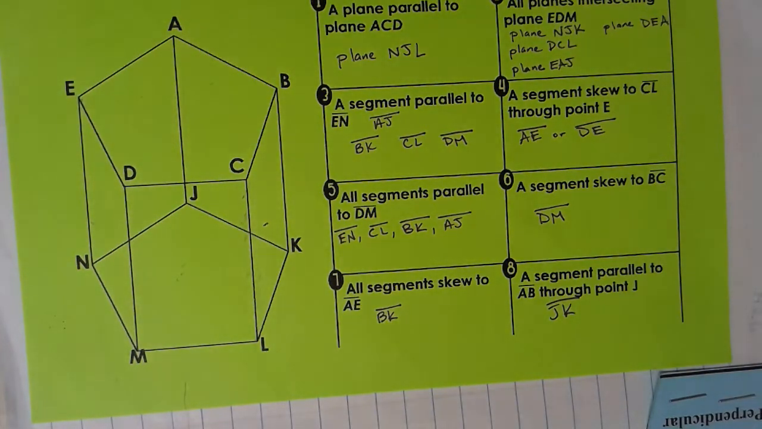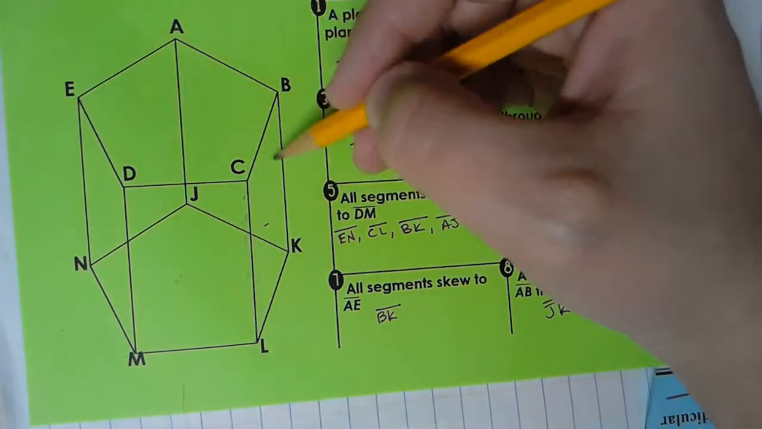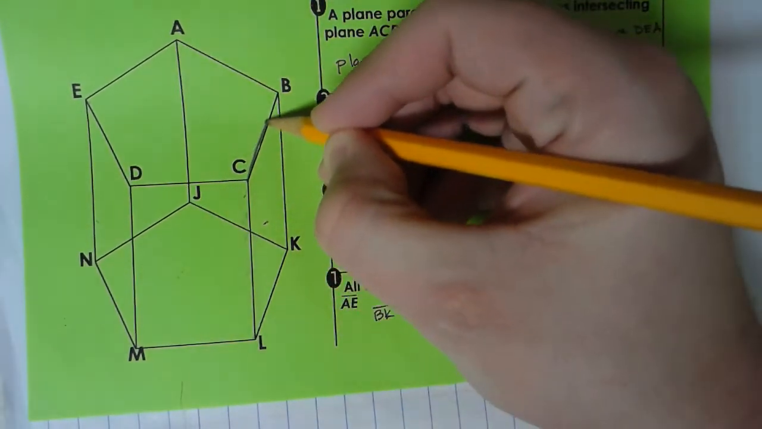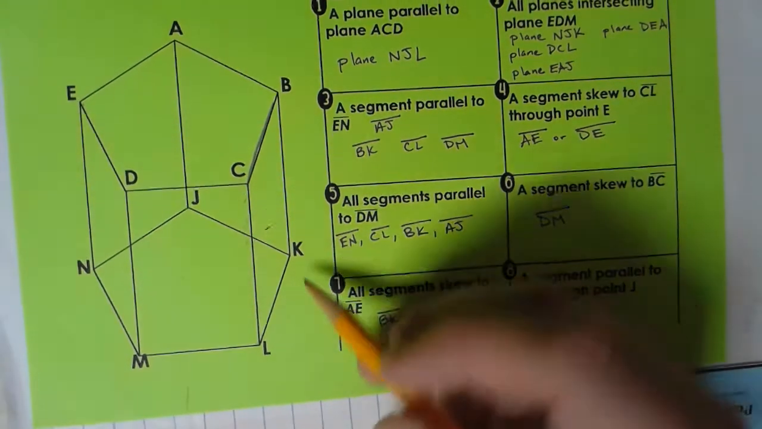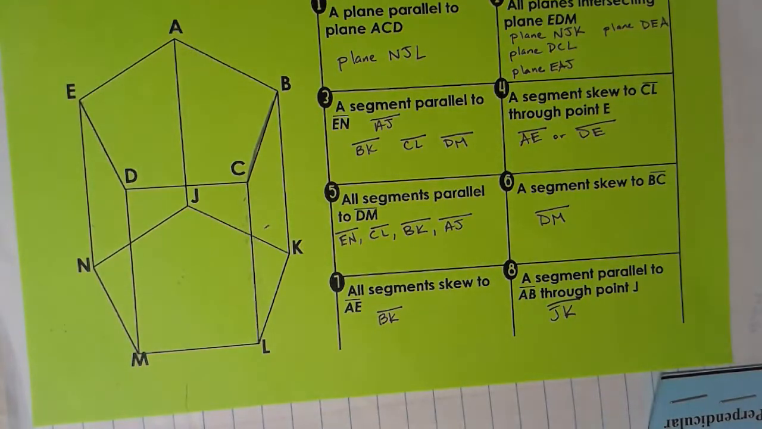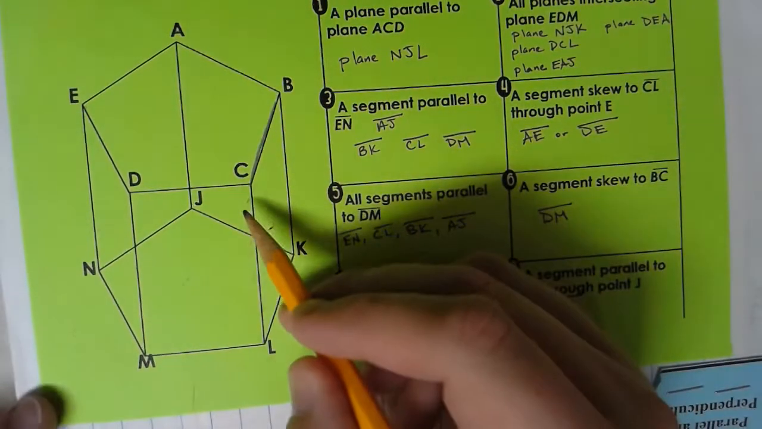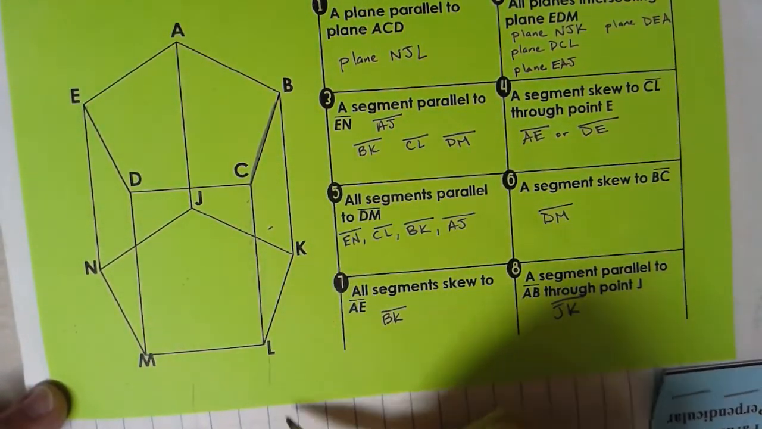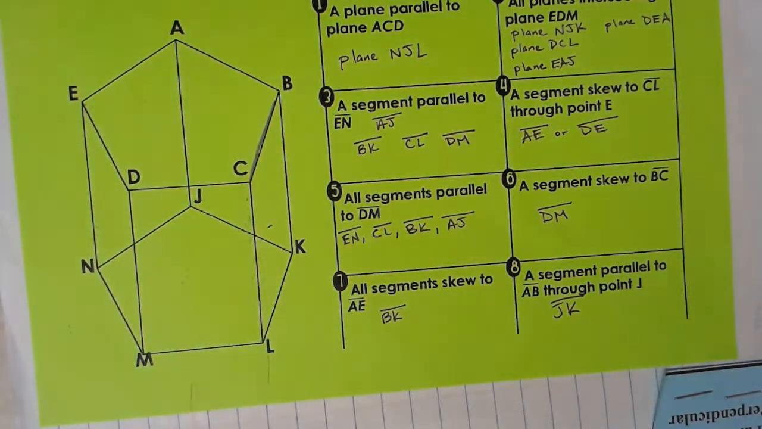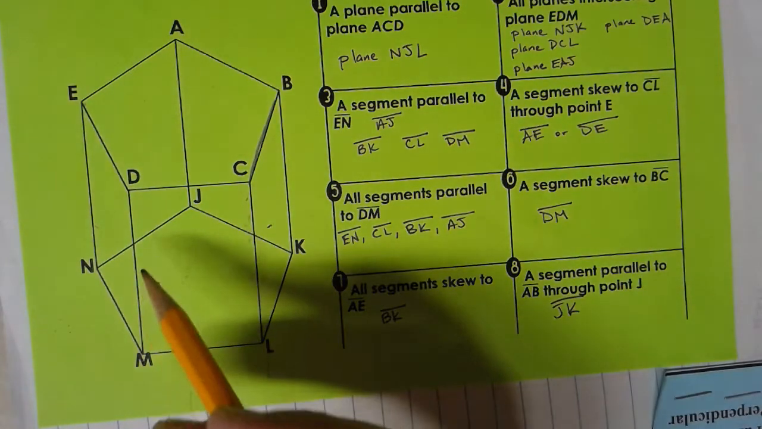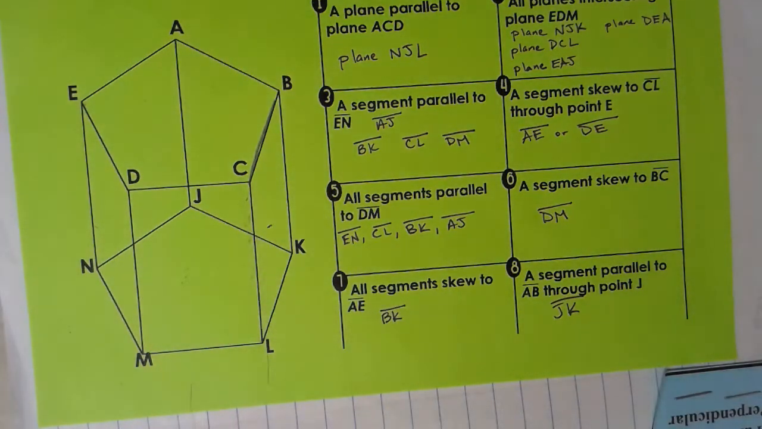Number 6, a segment skew to BC. BC is right here. We're knocking out anything that is not skew to BC. We'll first take out the parallel lines. The only one that's going to be parallel to it is LK, so LK is out of there. Then we have to take out anything that shares a plane with BC. So we'll take out CL and BK. We'll take out CD, DE, EA, and AB. And then there are no other lines intersecting with BC that we haven't already knocked out. So we've got a lot of different options that we could put in there. I just chose one at random. That would be DM, excuse me.